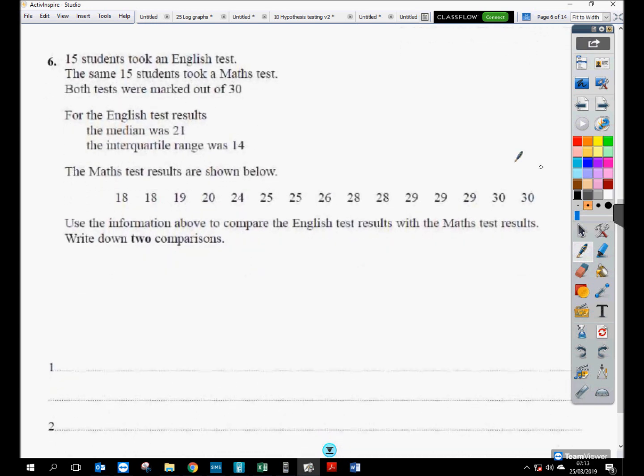The next question, we have English tests and maths tests. Now, for the English tests, the information is summarized. We have a median and an interquartile range. What we need to do is work out the median and the interquartile range for the set of data that's given here, and then we'll make some comparisons. There are 15 students altogether. The formula for median is n plus 1 over 2. 15 add 1 over 2. 16 over 2 is 8. So the 8th one is the median. 1, 2, 3, 4, 5, 6, 7, 8. So this is the median.